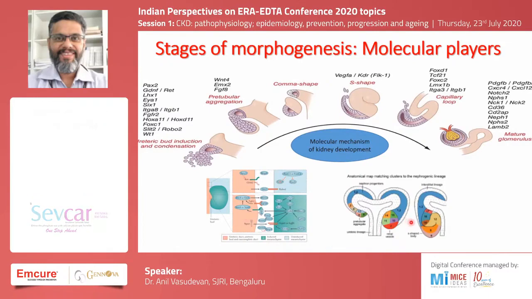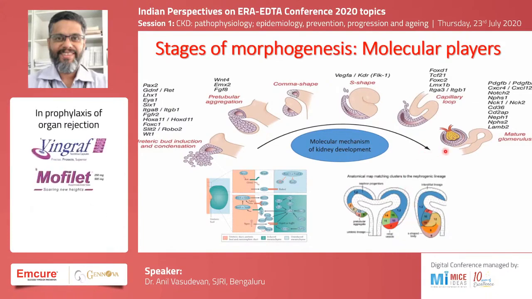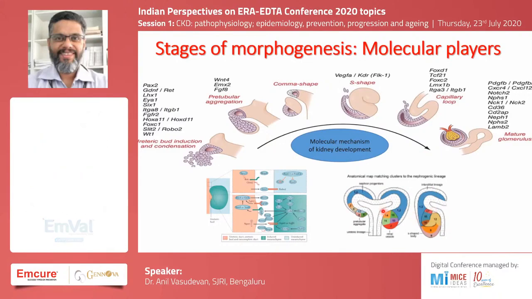But what is not very clearly known is that apart from the glomerular formation, the exact patterning of the remaining segments of the nephron, including the distal connecting tubules and the collecting system, is not very clear.